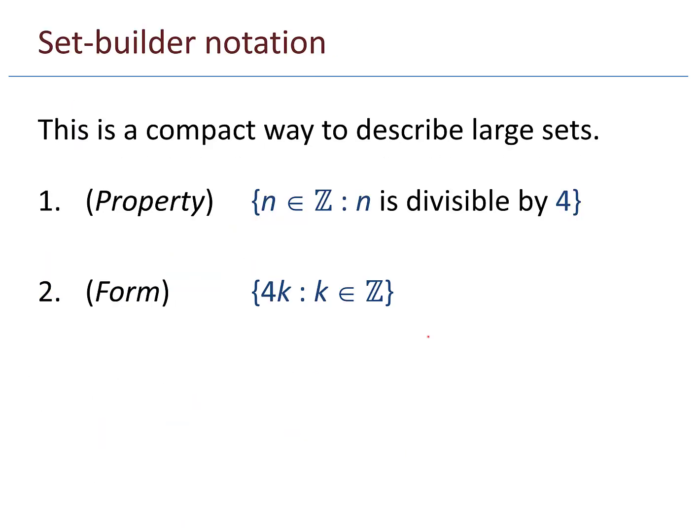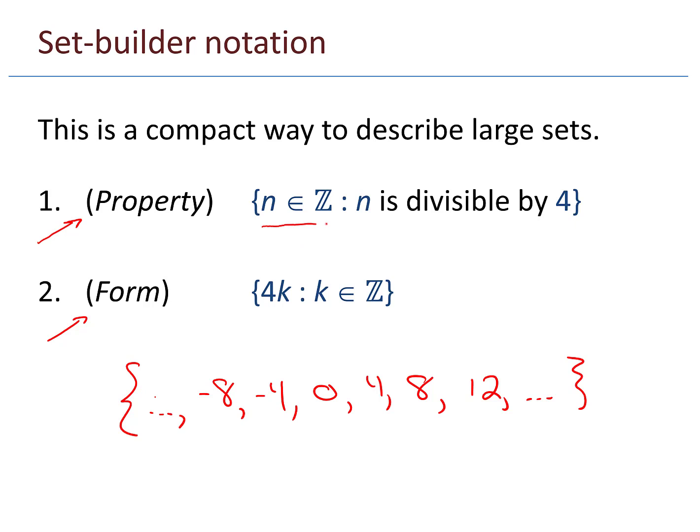Set builder notation. So this is a compact way to describe large sets. This is an alternative to roster notation and more powerful than roster notation. There are two ways to write set builder notation. One focuses on the property of numbers and the other focuses on the form of numbers. So for example, both of these sets here on the right show the same thing. The first one says the set of all n in my integers such that n is divisible by 4. So something like negative 8, negative 4, 0, 4, 8, 12, and so on. The set of all integers n such that n is divisible by 4. There we go.